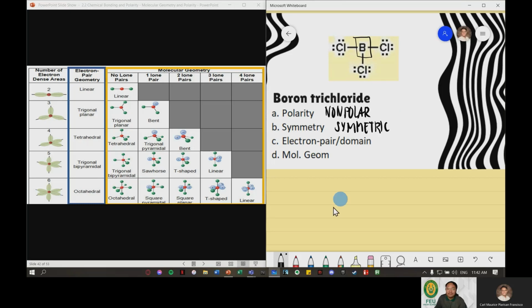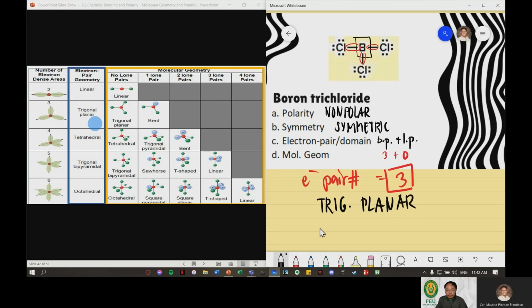Okay, very easy. And then check your electron pair domain, BP plus LP. So bonding pair is 1, 2, 3, and then no lone pair. So this should be 3, and then E pair number is 3. E pair geometry based on the table would be trigonal planar.